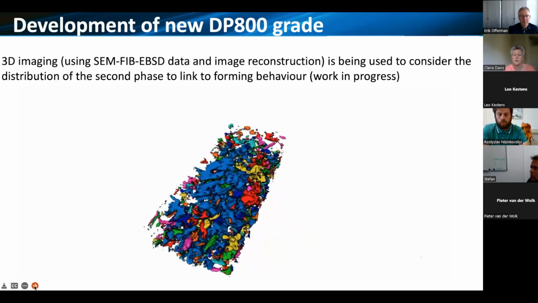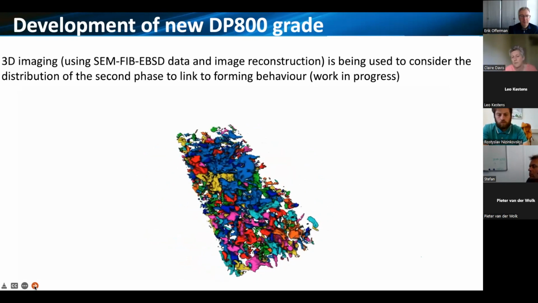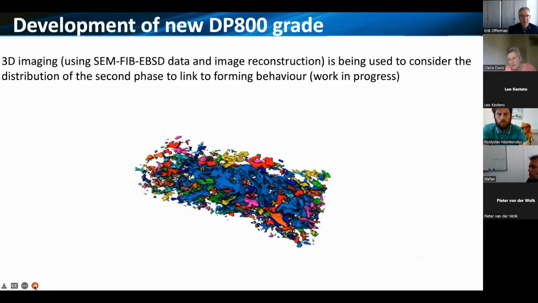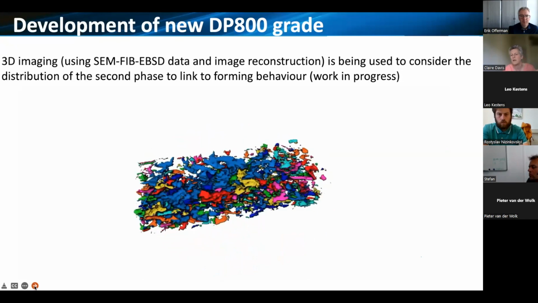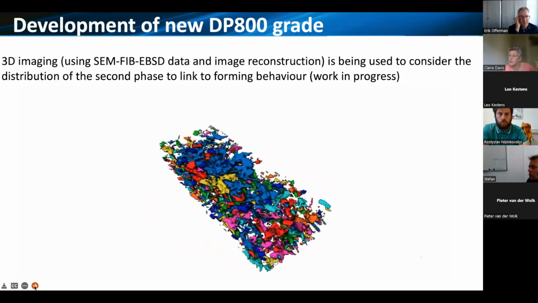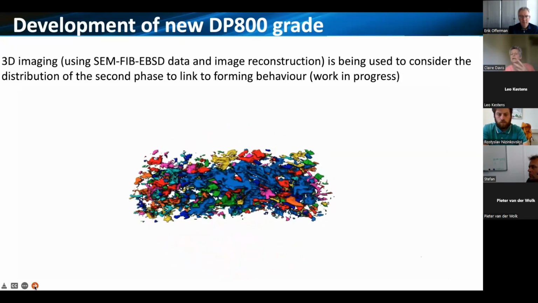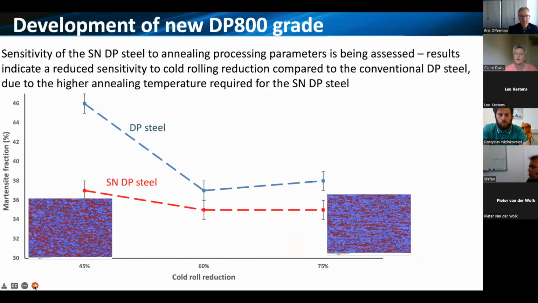So here's an example of using focused ion beam FIB lift-out sectioning in the SEM and then the EBSD data. This is a volume of about 50 microns by 20 microns by 15 microns at the moment. And so we're just starting to do that, and we want to link this then through to mechanical properties to see how the spatial distribution will directly link to the anisotropy. That's work in progress.